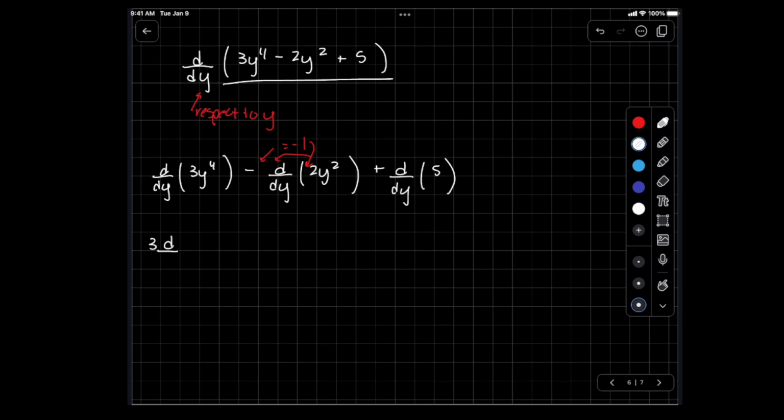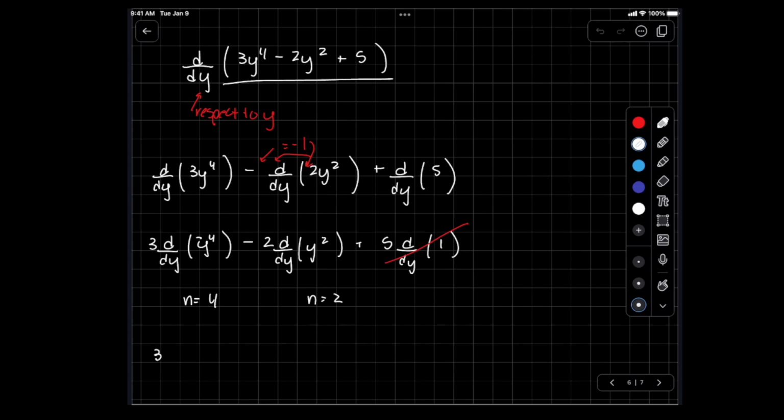So 3 d over dy, y to the fourth minus 2 d over dy, y to the second, plus, we can take this one out as well, y of 1. So as you see this, you can just cancel this out. It's going to be 0 anyways. So you have in this situation, n equals 4, 1 in the middle, n equals 2. So 3, 4y third minus 2, 2y plus 0.